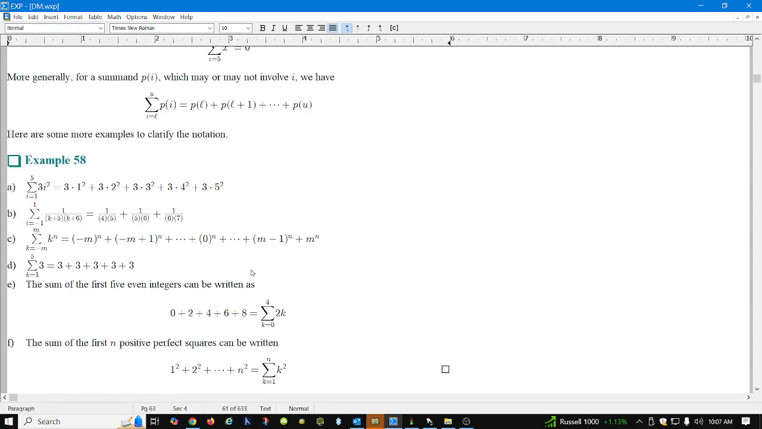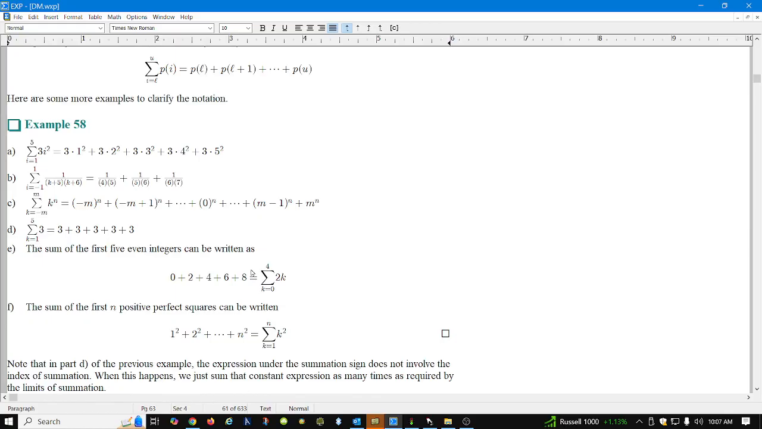Okay. Here are some examples which I'll let you go through. I don't think you'll find any surprises, but let's at least take a look at this one. In this case, the summand 3 does not depend on the index of summation k. No problem. We just add 3 plus 3 plus 3 plus 3 as many times as the range here would indicate. So 5 copies of 3.